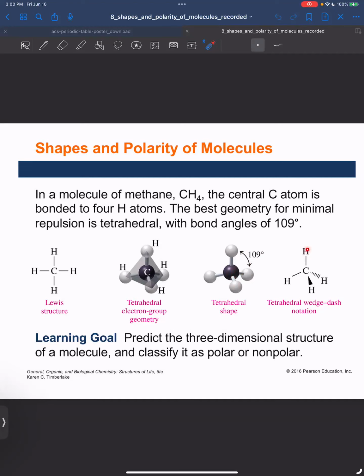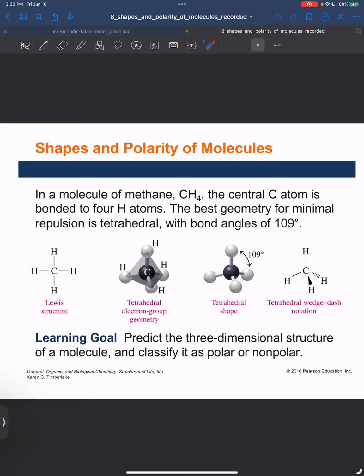And if we're drawing it on paper, you can actually show this type of geometry using bold and dashed lines so that this hydrogen, for example, is coming at you and this hydrogen is going into the paper to illustrate this molecule in its true tetrahedral three-dimensional form. So let's discuss more about why that's the case. Why is the bond angle 109?